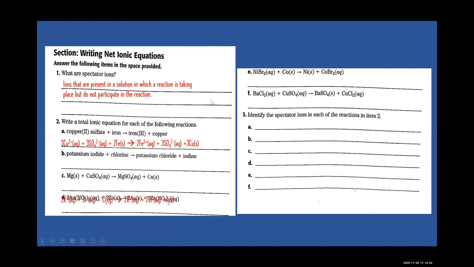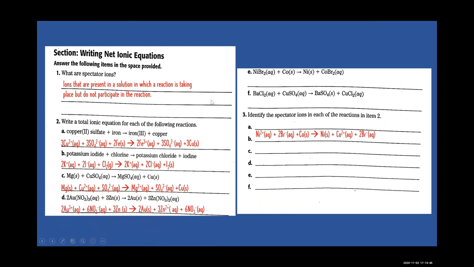And I'm going to go ahead and put your answers up here for you to check. You can pause the video to check them. And then moving on to part A of number 3, your spectator ions. And I'll just do A through F and let you guys have a minute to look over. And you can pause the video if you need to.